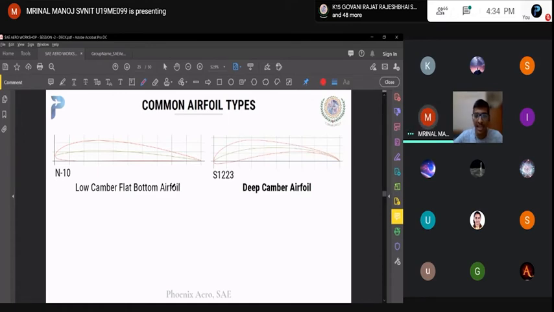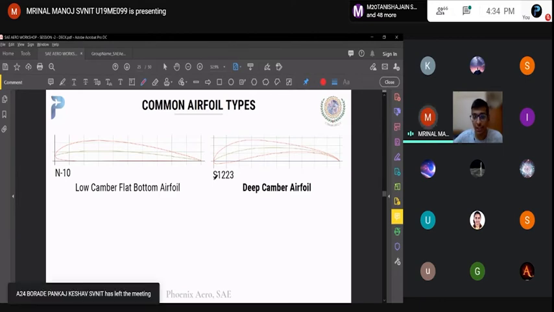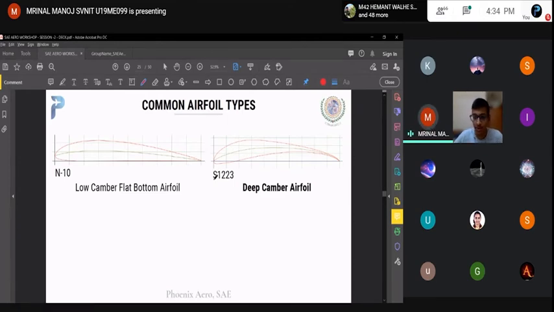Now this is S1223. As you have seen before, NACA 2414 was one of the airfoils. There is N, there is S. S stands for Seagull, S-E-G-U-L, Seagull 1223. Seagull is one of the families of airfoils which you will come across.